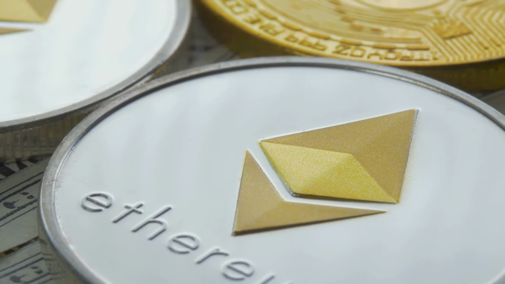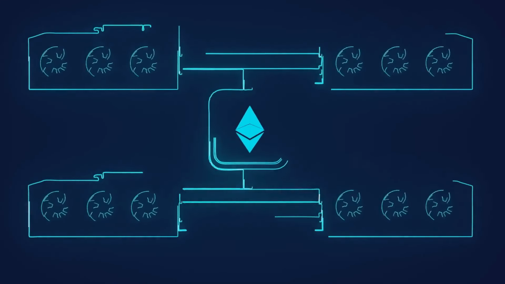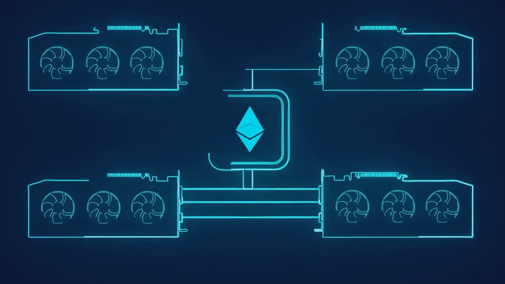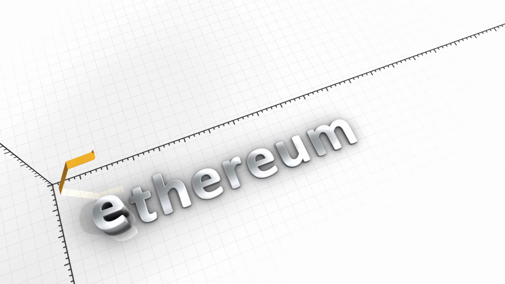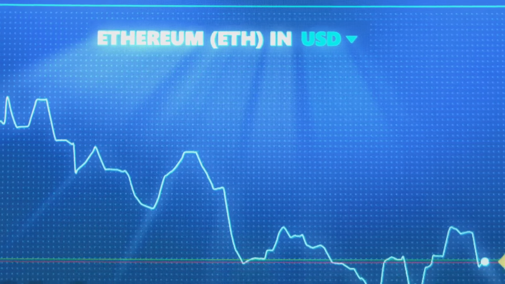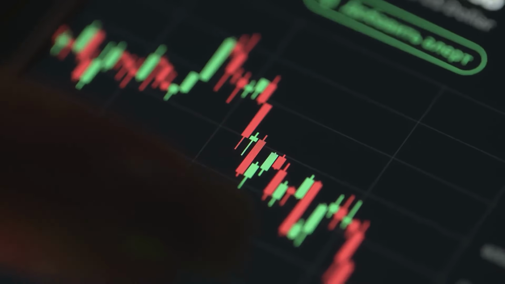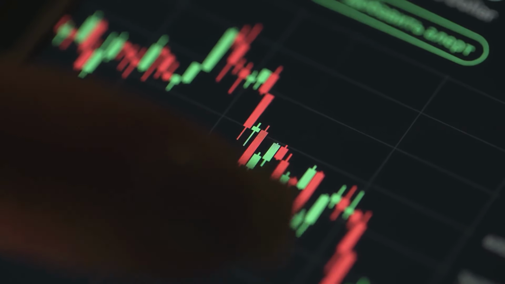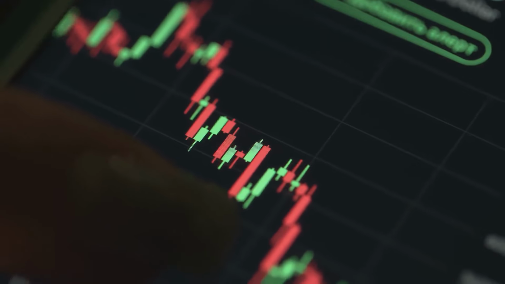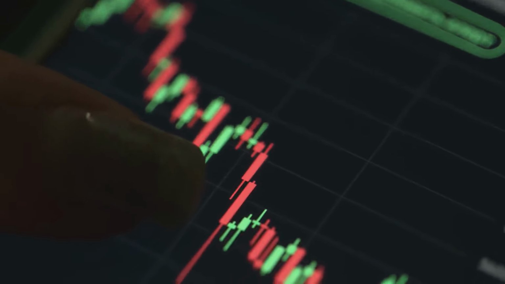Let's see this in action with Ethereum. Fundamentally, Ethereum leads in smart contracts and decentralized apps, with major upgrades like the merge boosting its value. But its price has seen long periods of decline and consolidation. A combined analyst waits for technical signals, like a base of support or a bullish RSI divergence, before buying in.